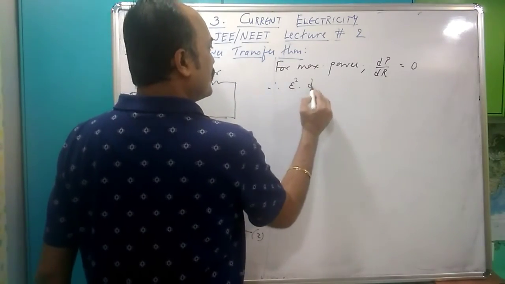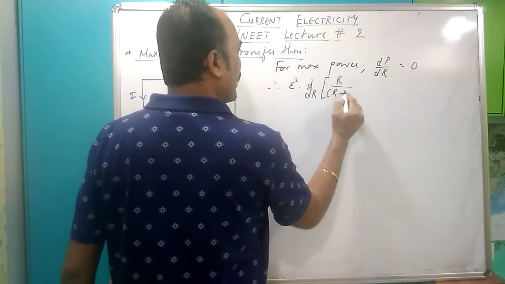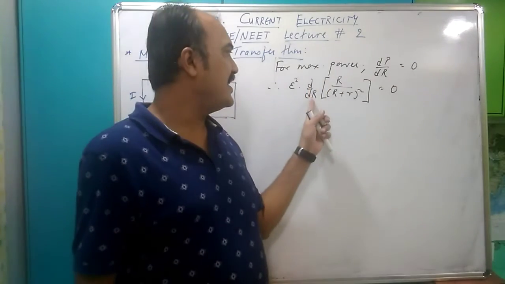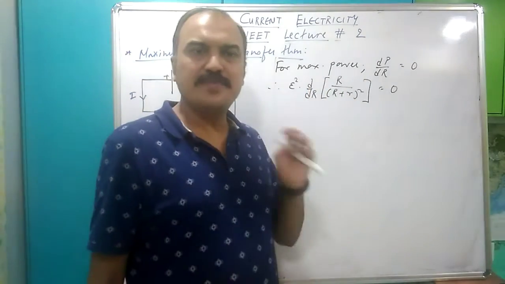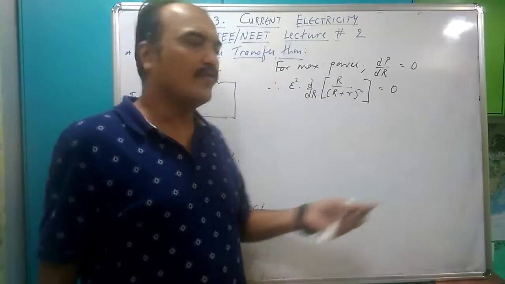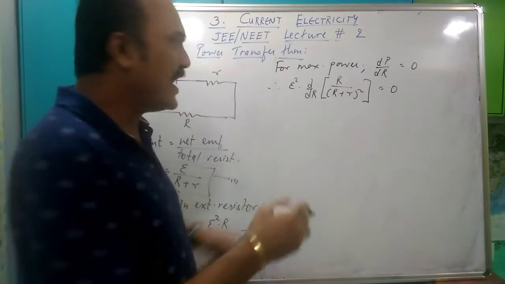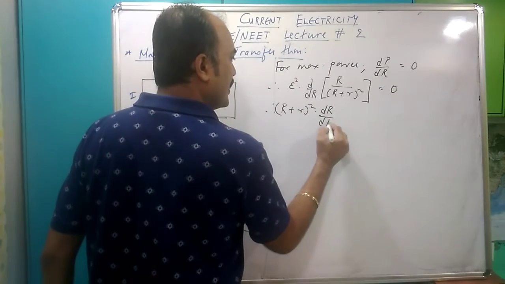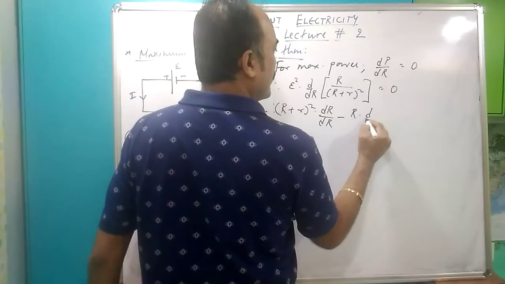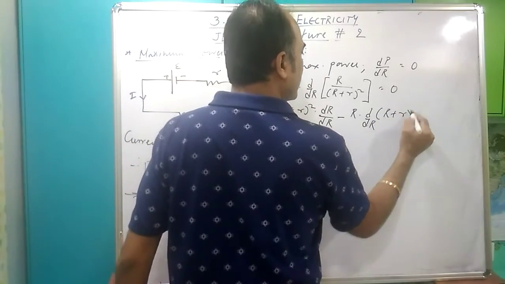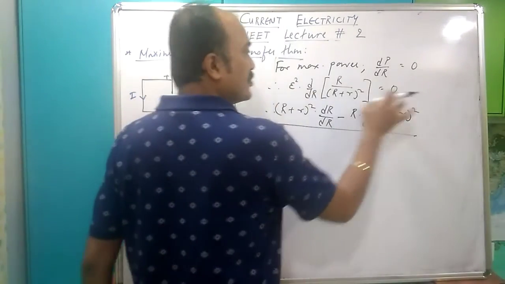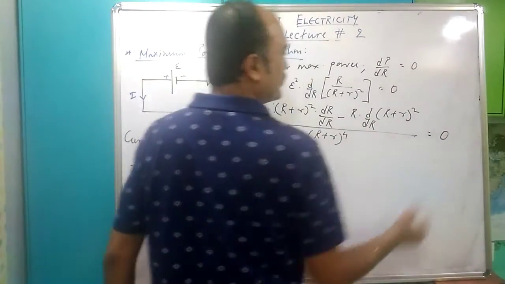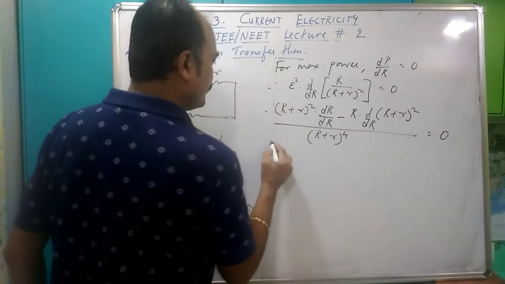So epsilon square comes out of big R over big R plus small r the whole square. Now epsilon square goes down here, and I'm going to use d by dx of a by b. I'm sure you know it's b dA by dx minus a dB by dx the whole over b square. And utilizing that, you want me to do that? I'll do that. So R plus r the whole square into dR by dR minus R into d by dR of R plus r the whole square the whole over. Remember epsilon square comes down and is gone. R plus r the whole square squared, which is 4, is 0. This thing goes here.